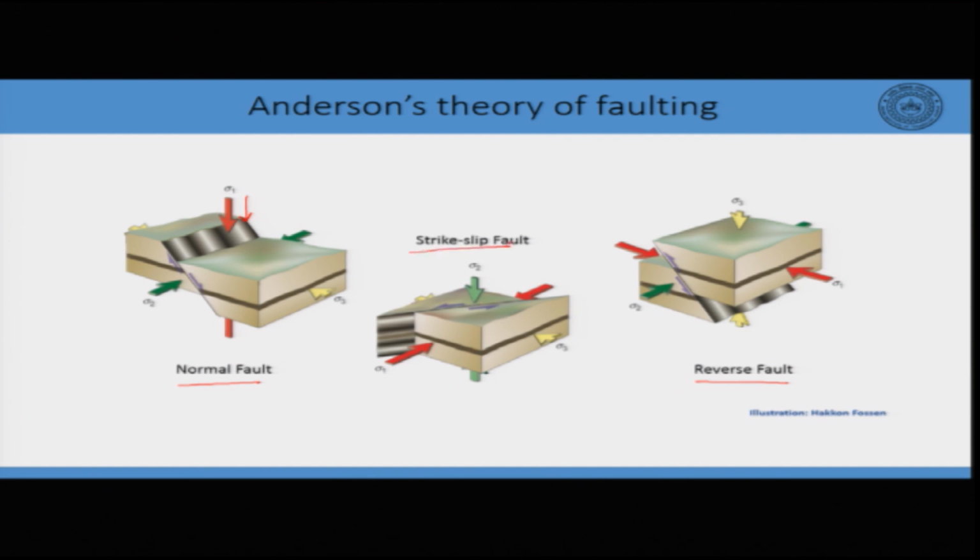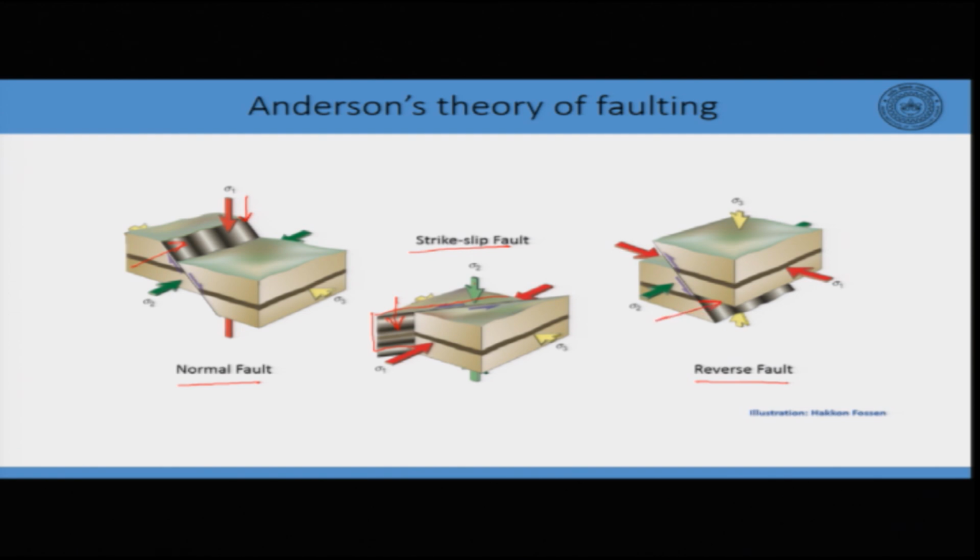So, what we see is that in all three faults, sigma 2 always lies on the fault plane. You can see that this is a fault plane, and sigma 2 is lying within the fault plane, which is vertical, and also in normal fault and reverse fault sigma 2 is within the plane.